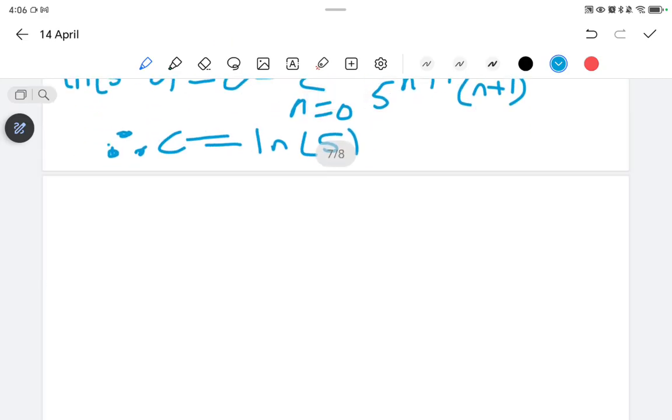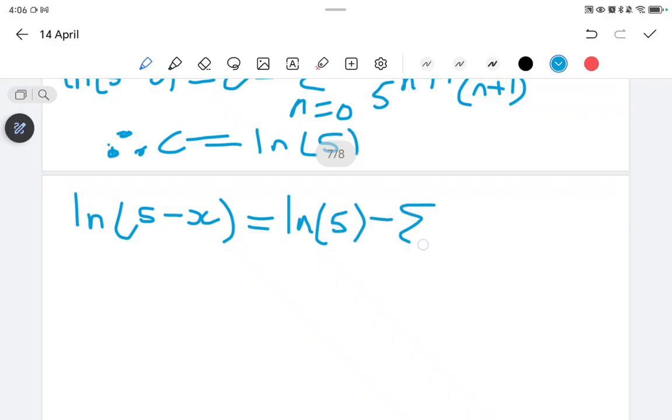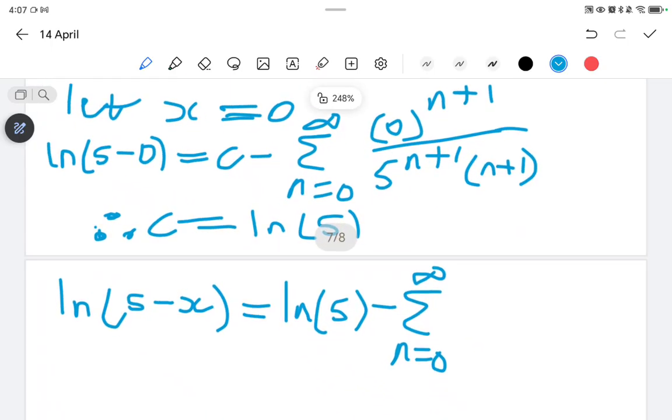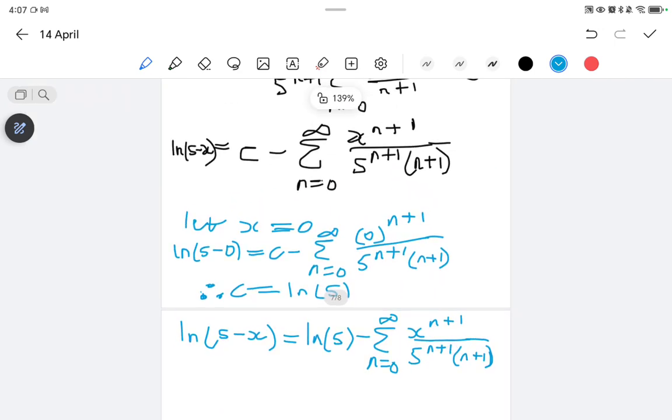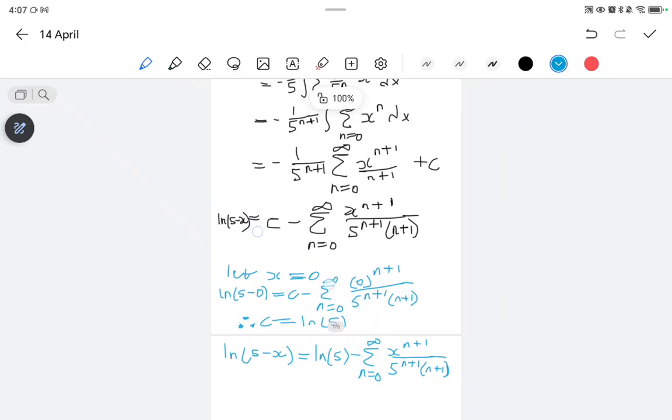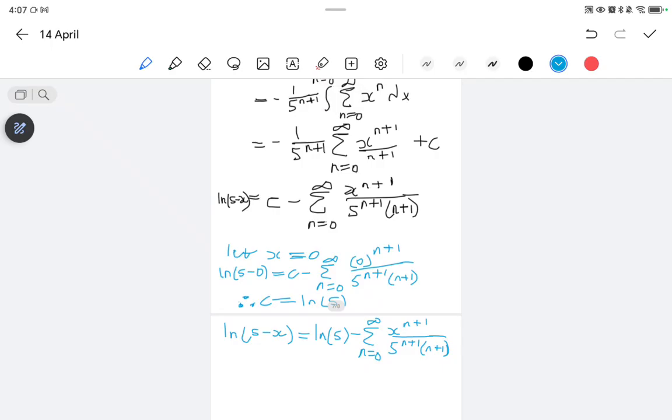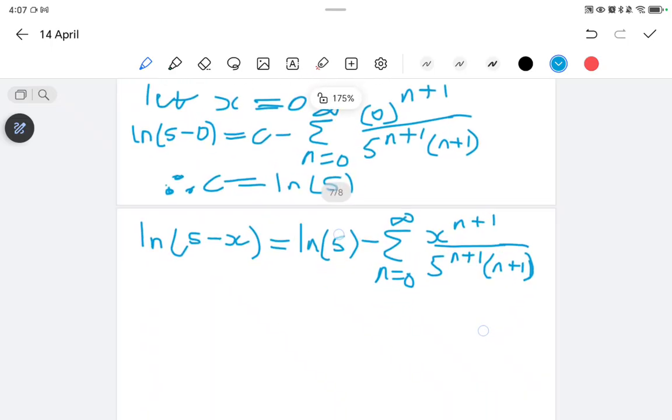Then I can go back now and plug in. Now I know that the representation of ln of 5 minus x is equal to ln 5 minus the summation from n equals 0 to infinity of x to the n plus 1 over 5 to the n plus 1 times n plus 1. You see, right? Then that is the representation. And then they say that we should find the radius. We agree, right? So for us to find the radius, check something here.